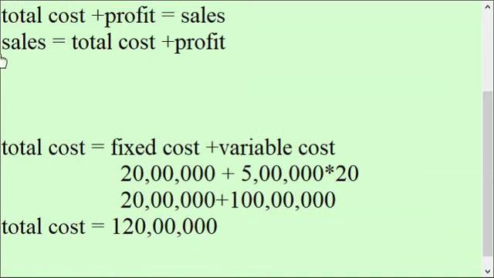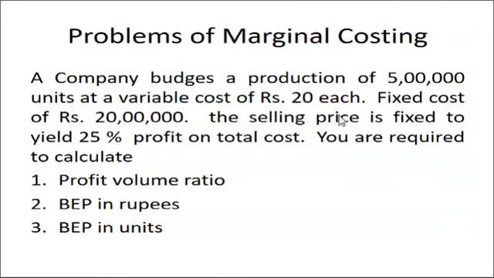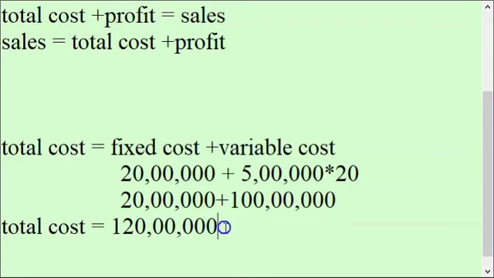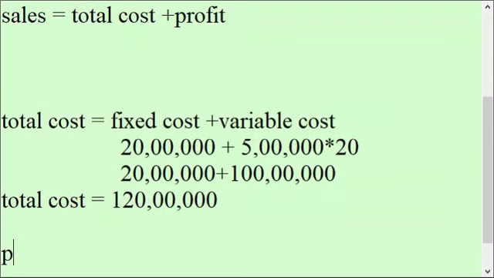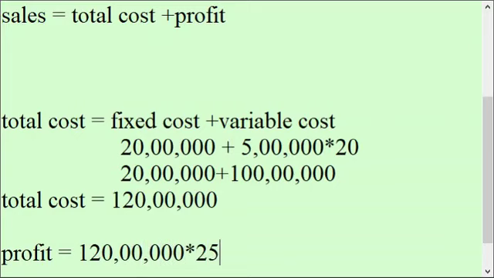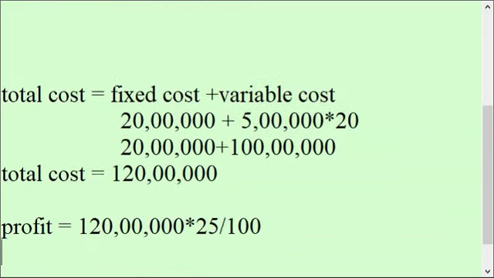Then next, what sales have they given in the problem? They are telling that the selling price is fixed to yield 25% profit on total cost. So here total cost is 120 lakh. We find out the profit now. Profit is equal to 120 lakh into 25 divided by 100. Simplifying, we get a profit of rupees 30 lakh.